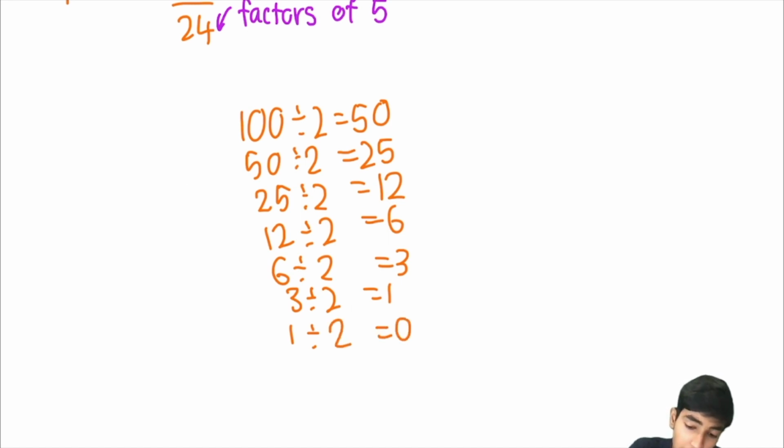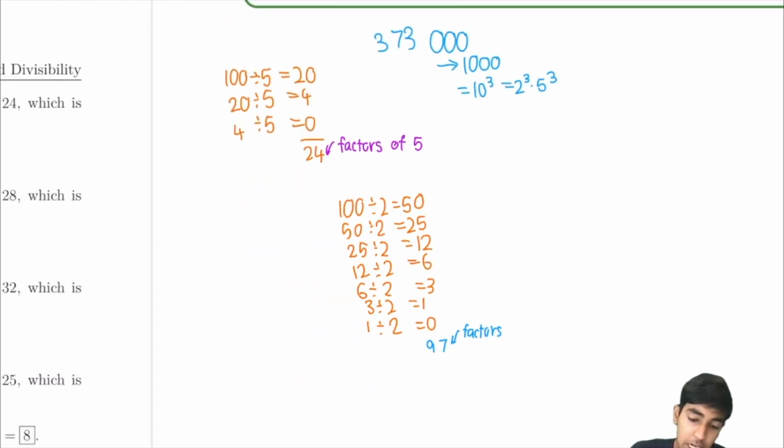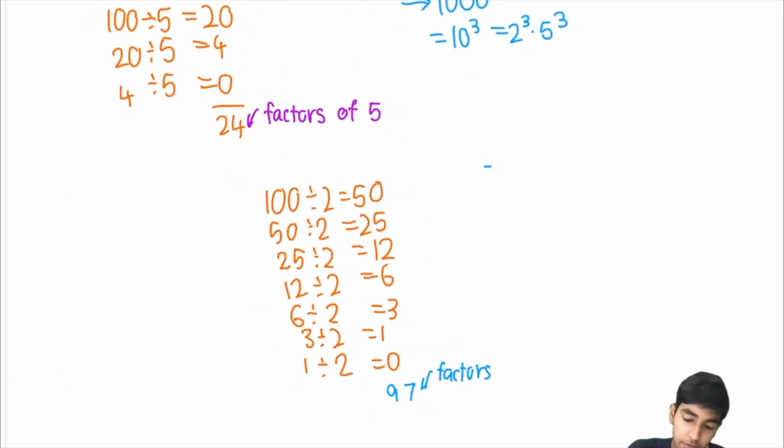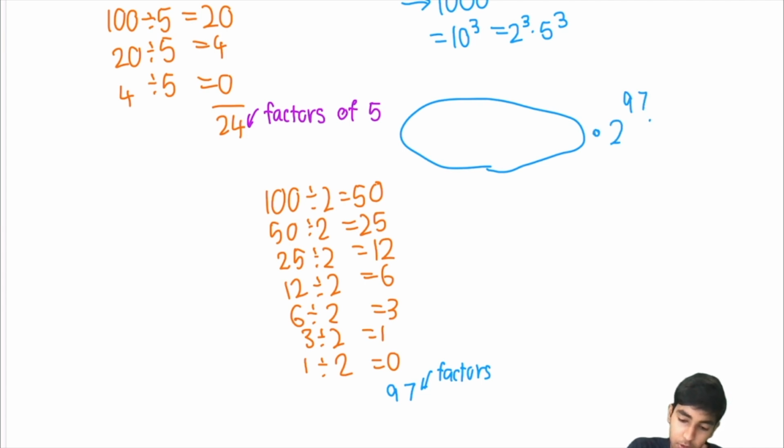We just add all these up. 50 plus 25, 75. 75 plus 12, 87. 87 plus 6, 93. 93 plus 4, 97. So there's 97 factors of 2 and 24 factors of 5. So what's our answer then? Our prime factorization will look something like a bunch of random terms times 2 to the 97 times 5 to the 24. How many zeros will there be?